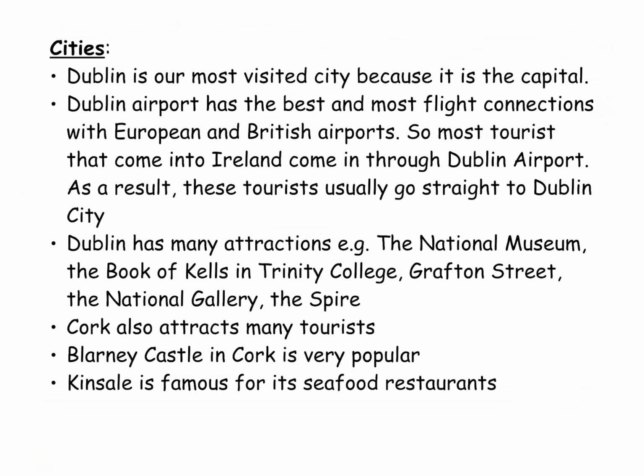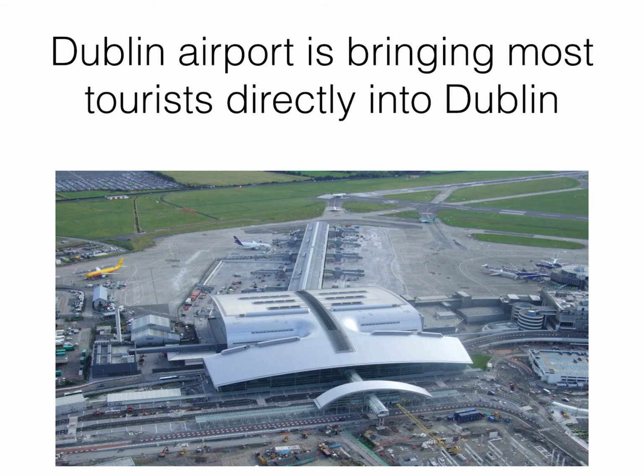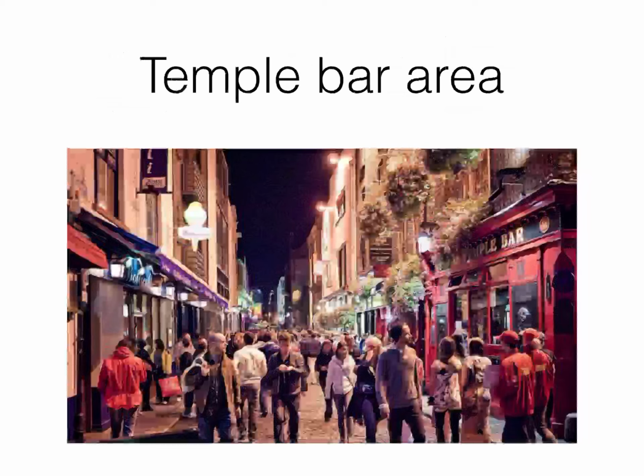The final destination that we have in Ireland are cities. So of course we're going to look at Dublin City, we'll look at a little bit of Cork City as well. Loads of you could talk about this without me even telling you. Dublin is a popular tourist attraction. It attracts in most of the tourists coming into Ireland because it's got our international airport. It's the first place that they land. Dublin Airport brings most tourists in directly into Dublin.